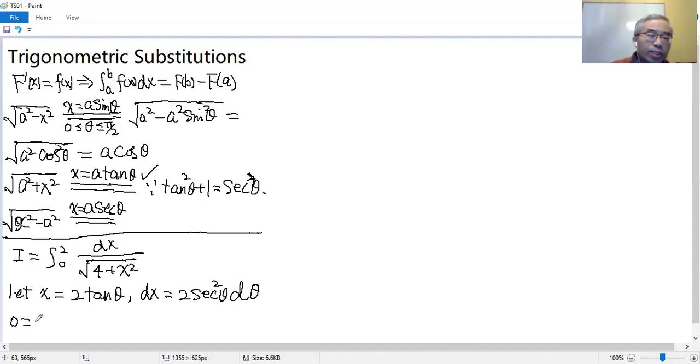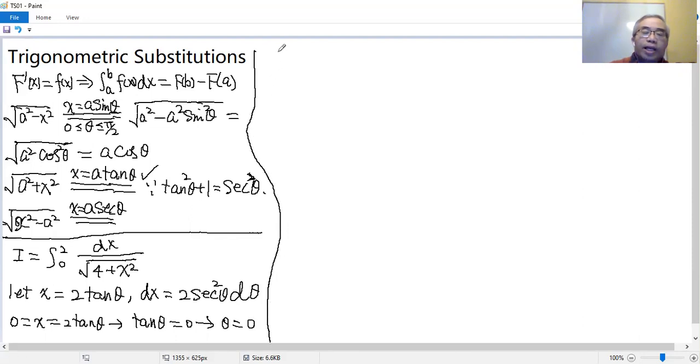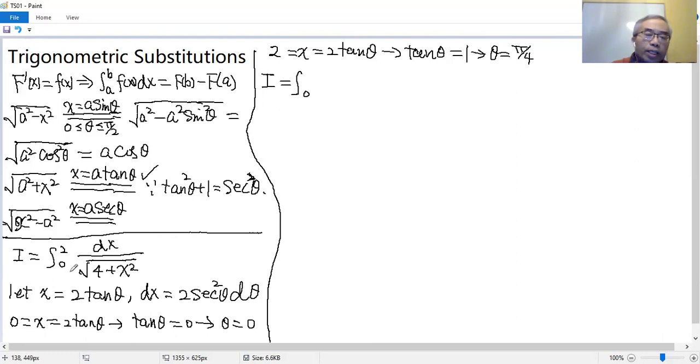When x equals 0, that means tan theta equals 0, so theta equals 0. If x equals 2, then 2 equals 2 tan theta, so we know tan theta equals 1, so theta equals pi over 4. So the given definite integral can be written as I equals the integral from theta equals 0 to theta equals pi over 4. Now dx equals 2 secant squared theta d theta.